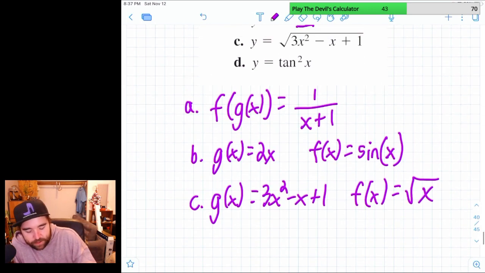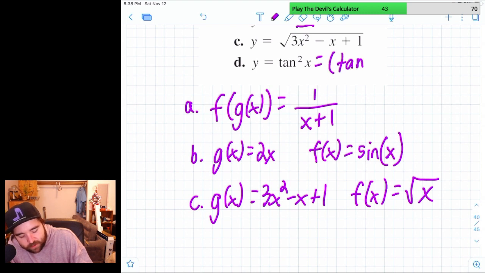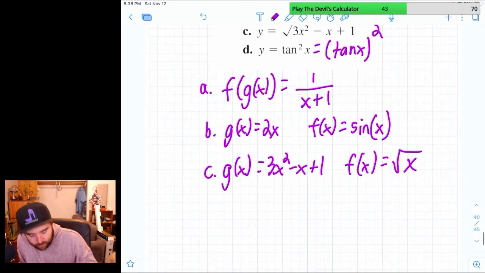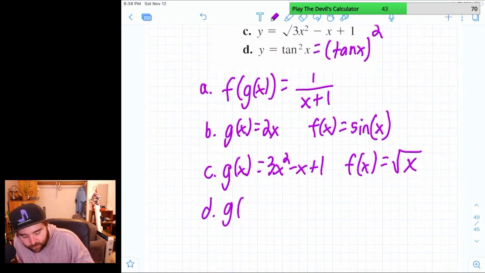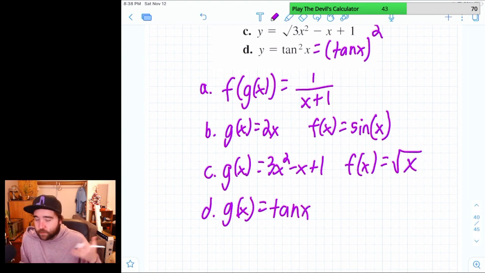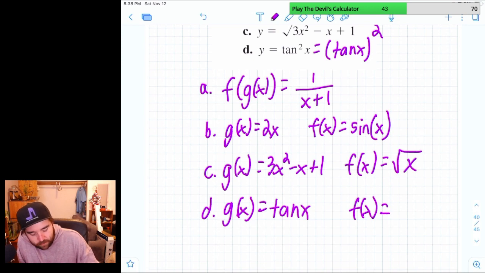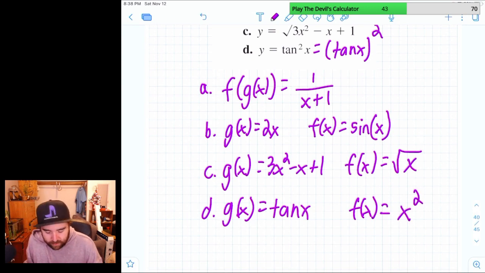Then D. So D is harder to see, but you just have to remember what that notation means. That notation means you're taking that tangent function and you're squaring it. So even just think about how we said it. That means the inside function is the tangent of x, because that's what we're still doing stuff to. And then the outside function is the squared. So x squared.